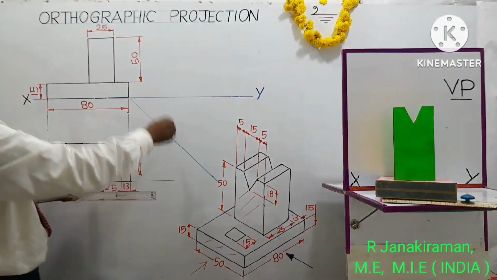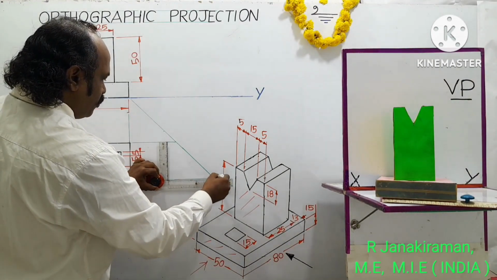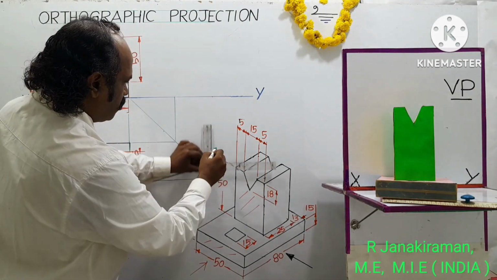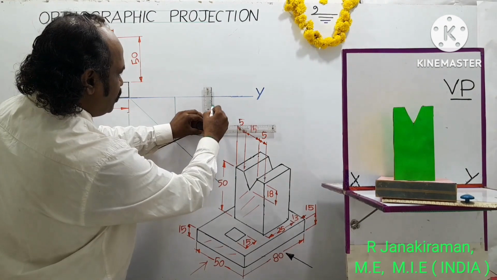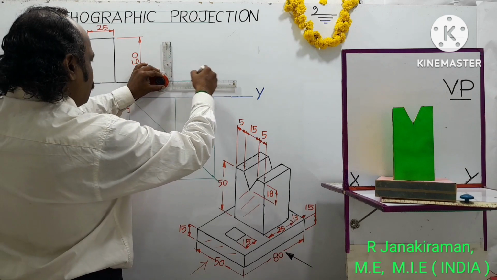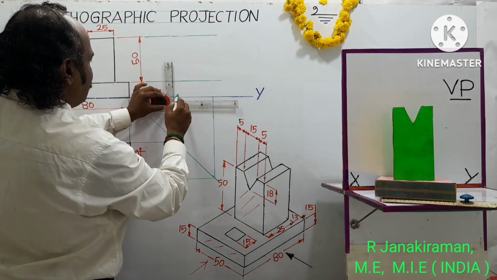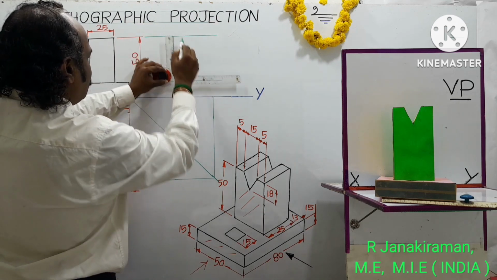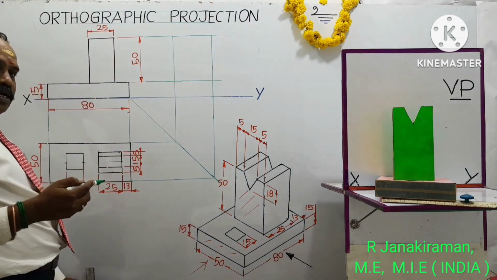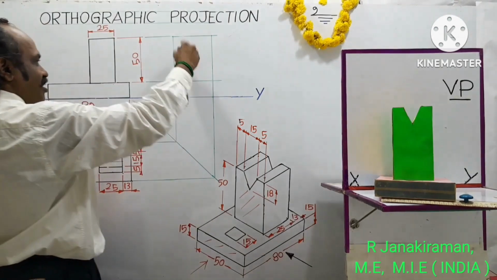Draw vertical projectors where this horizontal projection line meets the miter line. There you draw a vertical projector using a 2H pencil, a lighter line drawn using a hard pencil. Then project the side view from the front view end points: base thickness, top surface, and extend this vertical projector so that you will get a rectangle. The boundary for the side view shall be obtained. So these are the end corners of the side view. Inside these corners, the side view is going to rest.